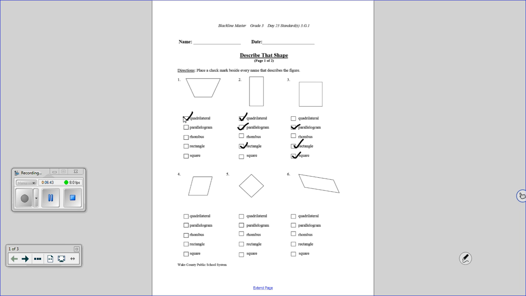A square is a special rectangle. Ariana? Quadrilateral. I can call it a quadrilateral. Anything else? Jackson? Rhombus. Can I? Read to me the rules of the rhombus.